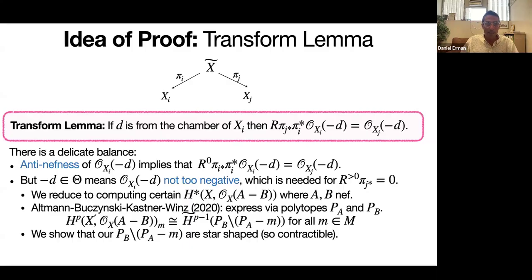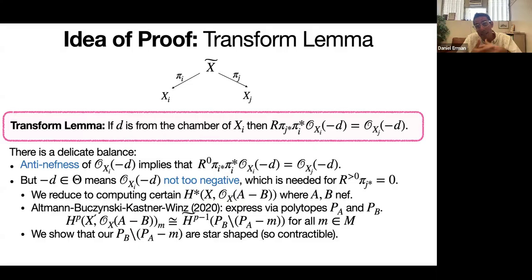On the one hand, we've arranged so that these line bundles are anti-nef inside of the Cox category, and that's going to give us the appropriate R^0. But we've got to make sure it's not too negative, because if it were too negative, we'd get higher direct images. So there is this balance. The method we end up using is a combinatorial method, a polytope method, that comes from work of Altmann, Buczyński, Kastner, Winz. I'll just mention it, but maybe I'll skip that part.